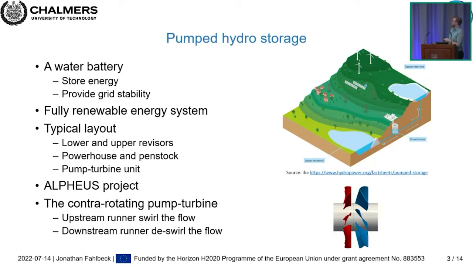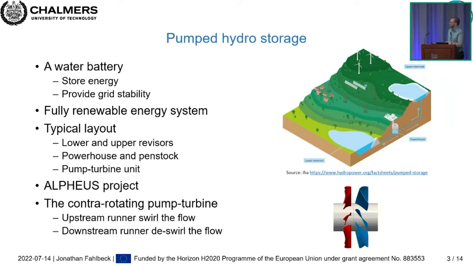So the typical layout is that we have a lower reservoir and an upper reservoir. The difference in height between these two reservoirs is referred to as the head, or you can think of it as a pressure difference between them. Then these two reservoirs are connected via pipelines, and there is a powerhouse where we have a pump turbine unit.